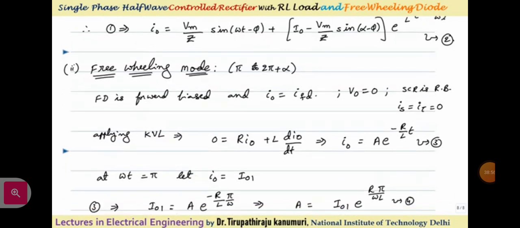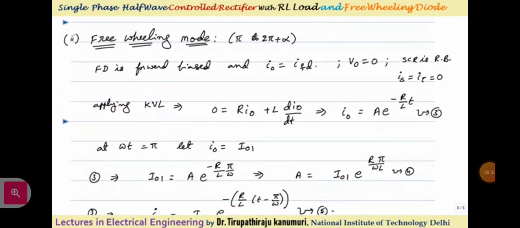So now coming to the second mode, the freewheeling mode. We know after pi, the freewheeling diode will be forward biased and it will act as a short circuit. It will allow the dissipation of the energy that is stored in the inductor. Because the inductor will not allow a sudden change, it will start supplying the current, so it will act as a source now. Now the freewheeling diode is forward biased and automatically the value of output current will be equal to IFD. So the current taken from your source will be equal to 0. As the current taken from your source is 0, your SCR gets reverse biased and stops conducting. It will act as an open switch and your output voltage is equal to 0.